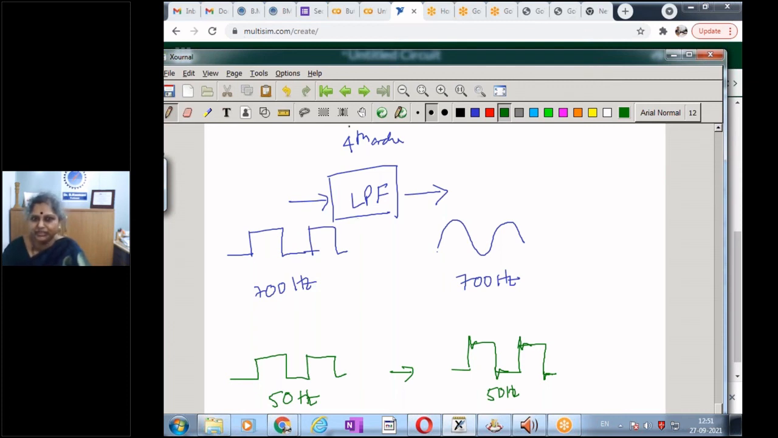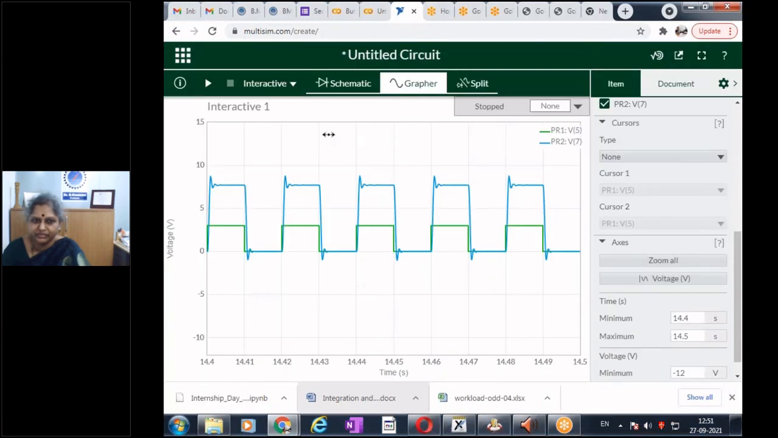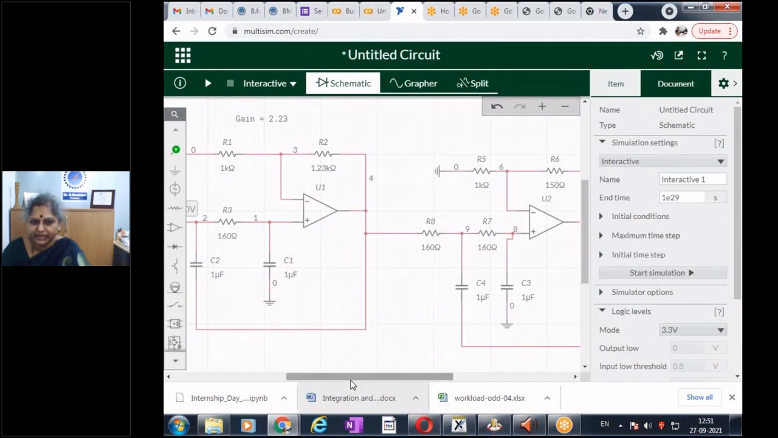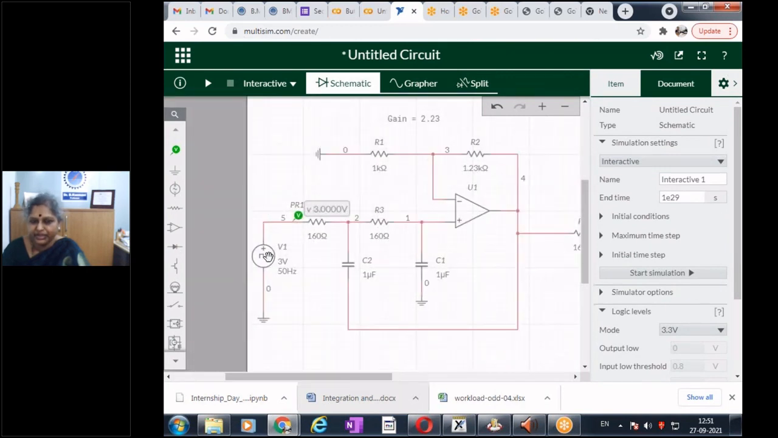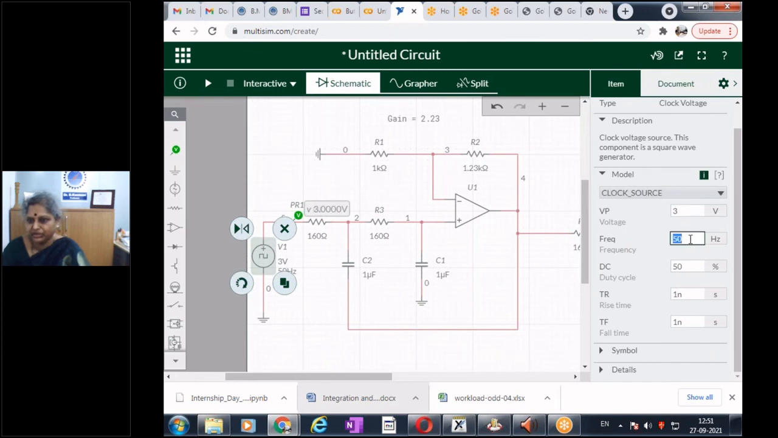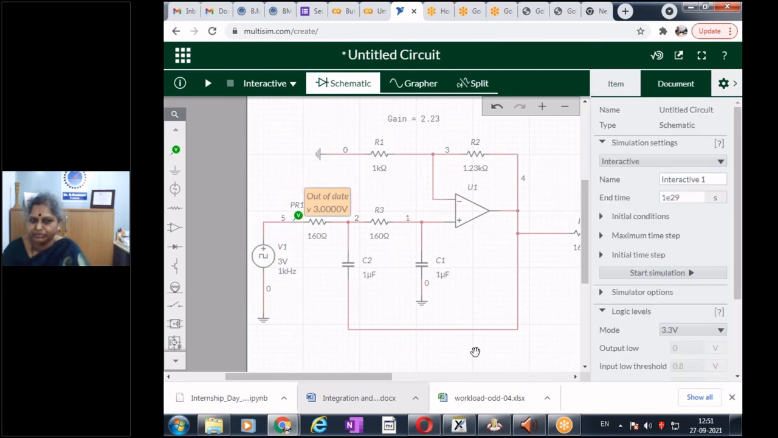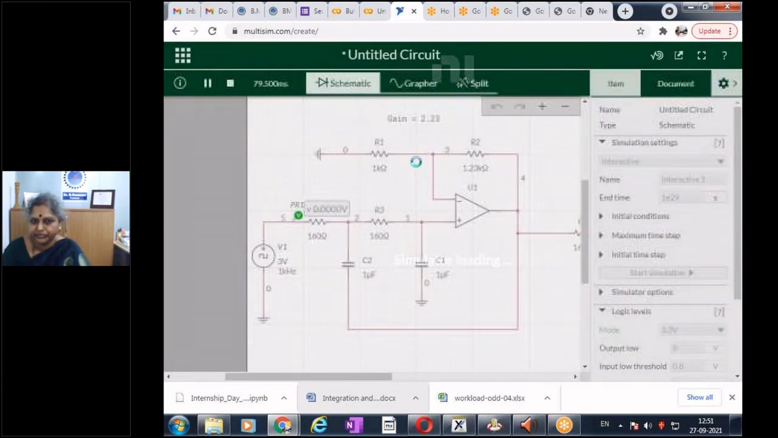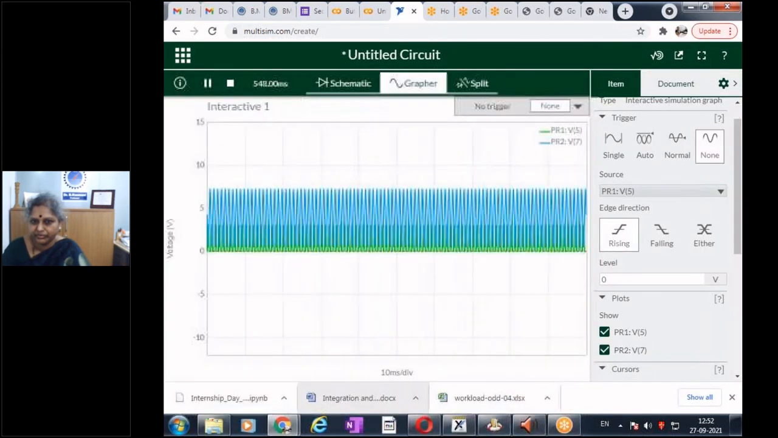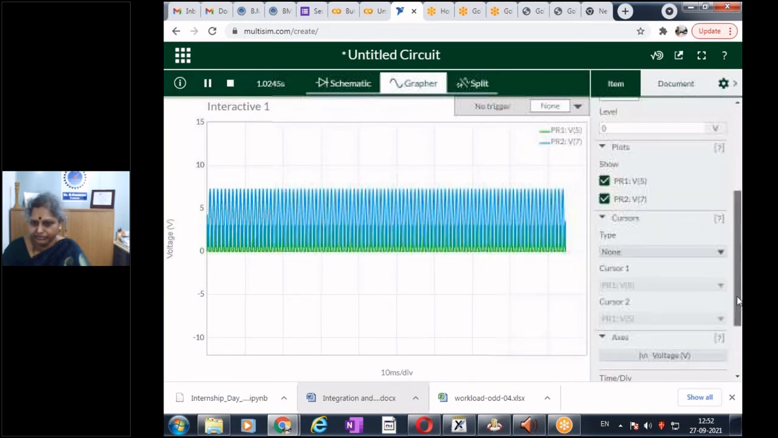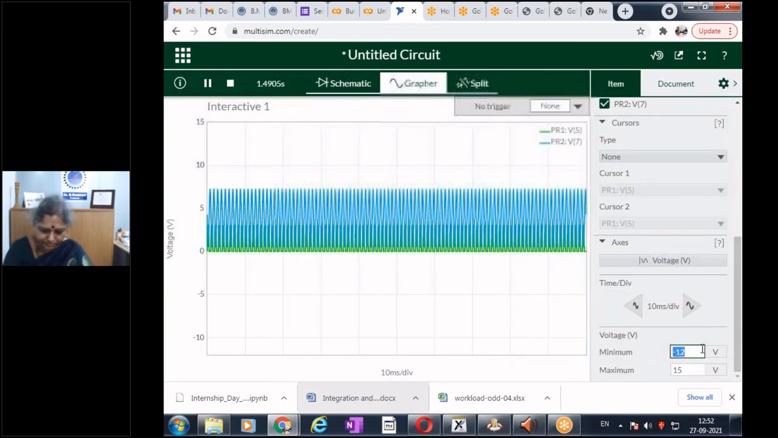Let us try some other frequency for the same circuit. Let's go back to the circuit, and I'm giving a square wave, and let me give a square wave of, let us say, 1 kilohertz, the cutoff frequency. So 1K. Let me run it at 1K and see what happens.